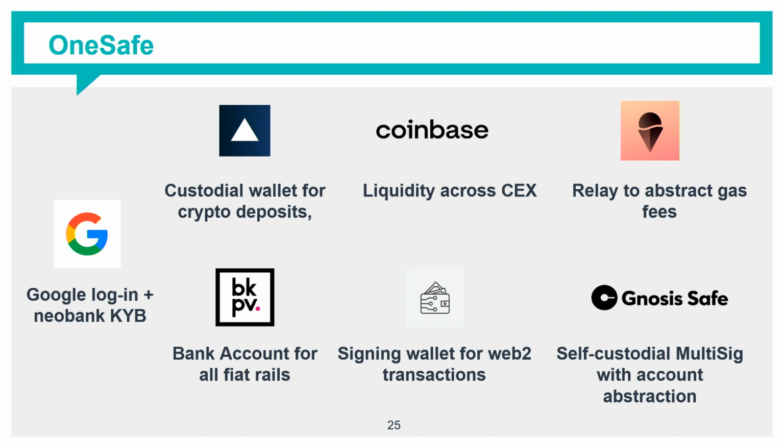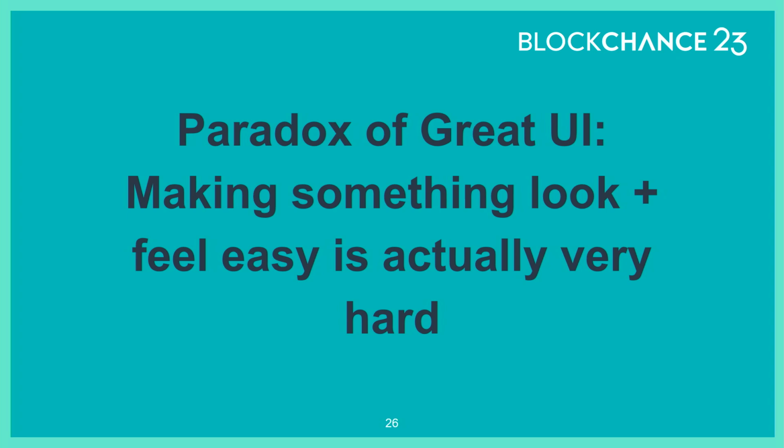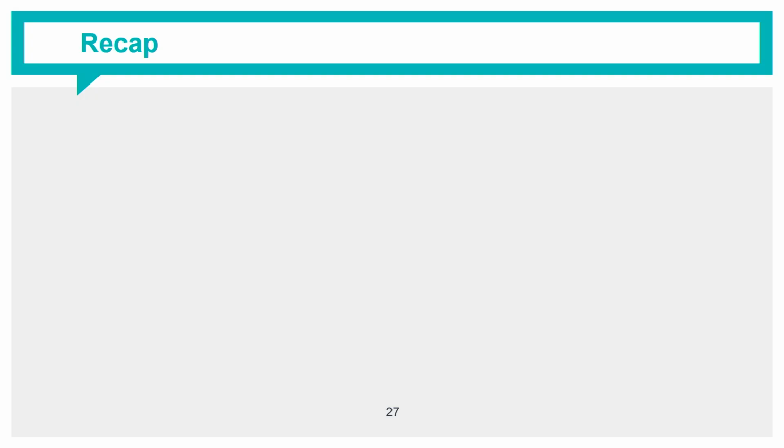Imagine you went back to that smart contract example we talked about earlier. You can deposit 1,000 USDC very smoothly, right? But you can see how much goes on in the back end to make for a very seamless experience, right? And that comes to the paradox of great UI, which is that making something look and feel very easy is actually really hard. So let's just go for a quick recap.